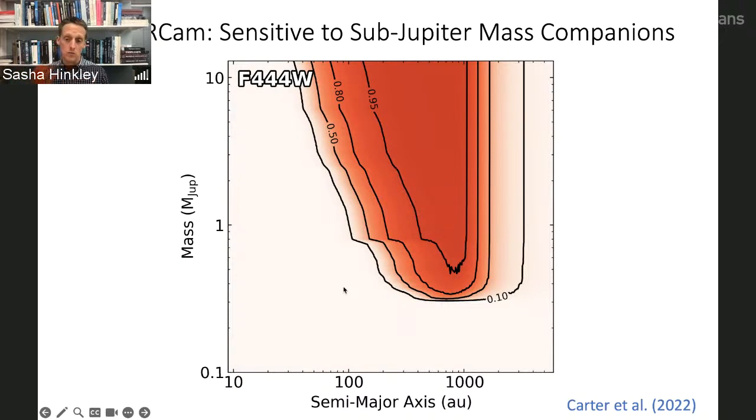And like Liz said, it was this kind of result, this kind of performance that really motivated Aaron Carter's large medium program in Cycle 2, where he's actually going to be doing a survey of TW Hydra members to search for these analogs of our own ice giants.